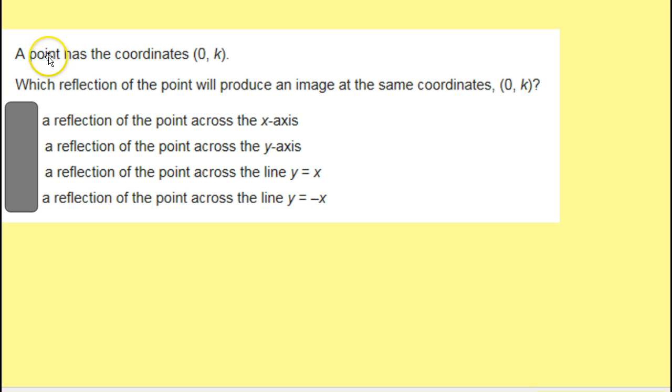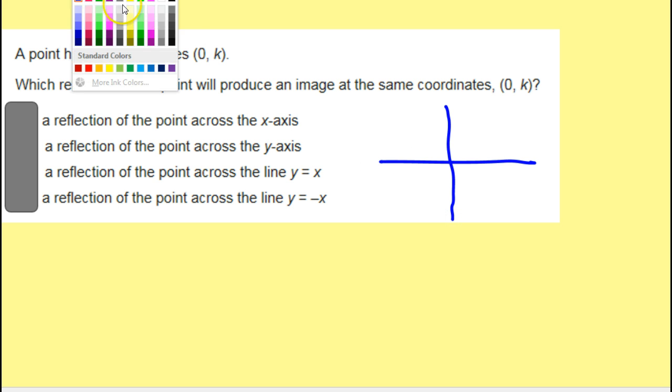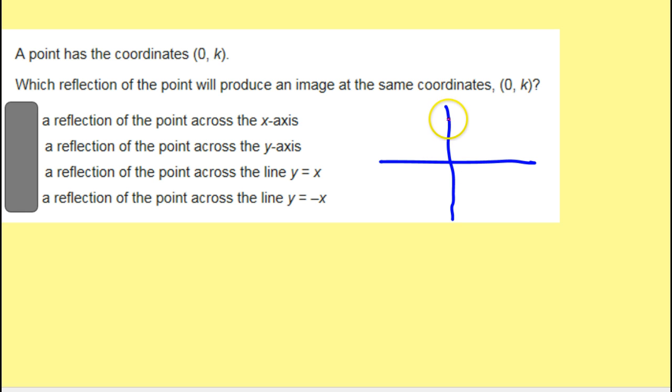Okay. A point has the coordinates 0, k. Which reflection point will produce an image at the same coordinates? So we want to do a reflection, but yet not change the coordinates. First of all, 0, k. Can you see that that would be somewhere on the y-axis? Because 0 means over to the right, none, and then k means up k, assuming k was positive. So that's going to put it on the y-axis.